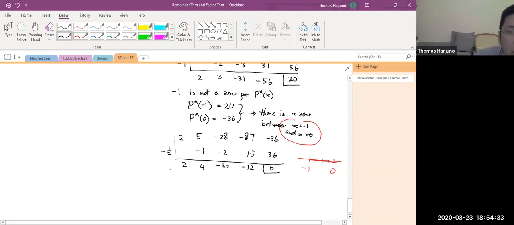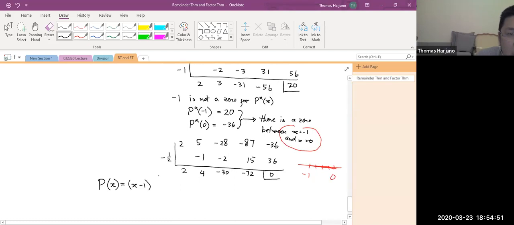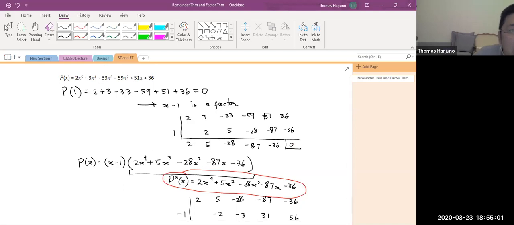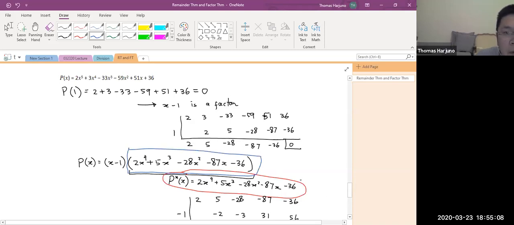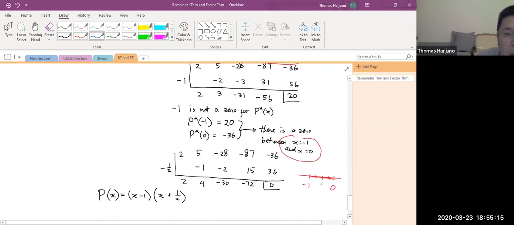But at least I know the following right now: the original polynomial, we know that x minus 1 is a factor, earlier. Now we know negative 1 half is a zero, therefore x plus 1 half is a factor. Agree? Yes. So I already factored this part further. Now it becomes x plus 1 half times what? Anybody can help me?